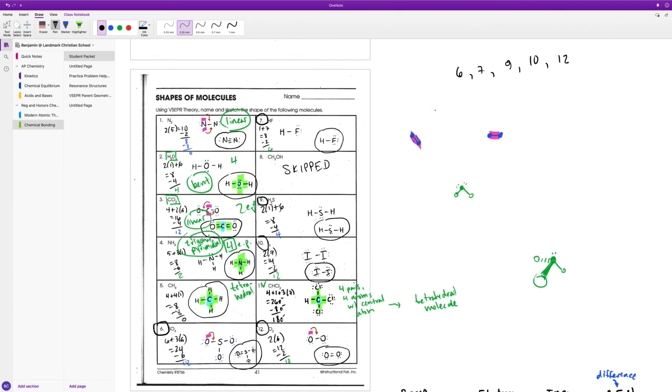And technically, the only time you have to use VSEPR is with number 6 and with number 9. These ones, if you were listening earlier, there's a very easy way to know what the shapes are for those ones. And we are skipping number 8 on this page. Okay, so go ahead and complete those and you'll be done for the day.